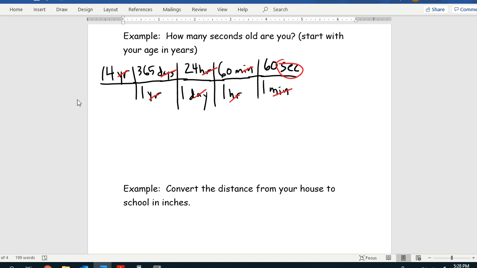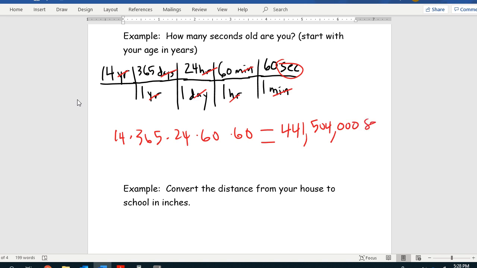So to figure out how many seconds we have there, we are just going to multiply in our calculator. 14 times 365 times 24 times 60 times 60. And what does that equal? That equals 441,504,000 seconds. So if you're 14 years old, that's how many seconds old you are.